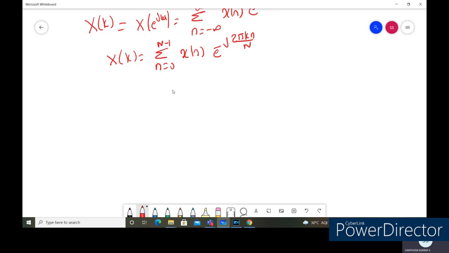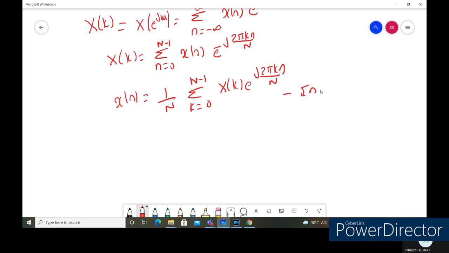Similarly, by using the Fourier series formula, we can obtain the inverse DFT, that is x of n. So x of n is given by 1 by N summation k equals 0 to N minus 1 X of k into e to the power of plus j 2 pi k n divided by N. This is called the inverse DFT formula, and the earlier one is called the DFT formula, the discrete Fourier transform formula.